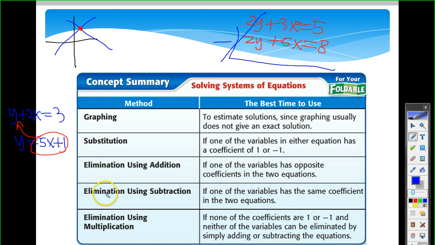Okay. Elimination using multiplication. This was the very last section we worked on. This was when you cannot have a same coefficient. You can't add or subtract. So you would have to multiply by a certain number to make it look like the same coefficient in order to go back to using elimination and using addition or subtraction.